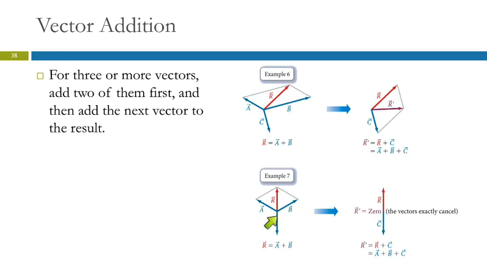Here in example 7, we also have 3 vectors, but they are all equal in magnitude, and they're pointing out from the same point, equally spaced, right? That's a triangle that they're forming. So if we take these 2 and add them, we get R. And then if we add R to C, that adds up to 0.